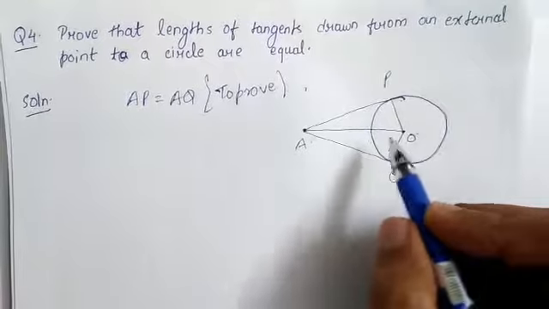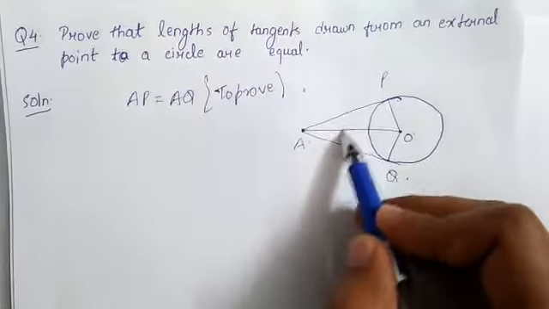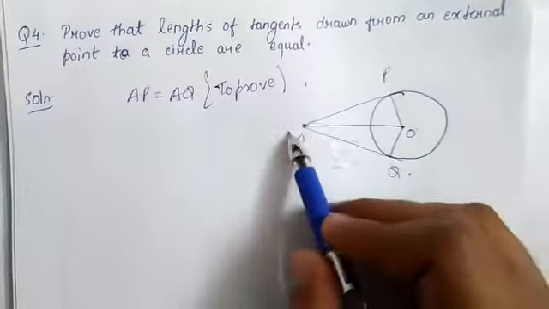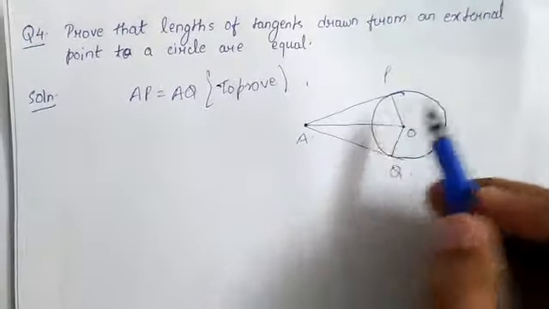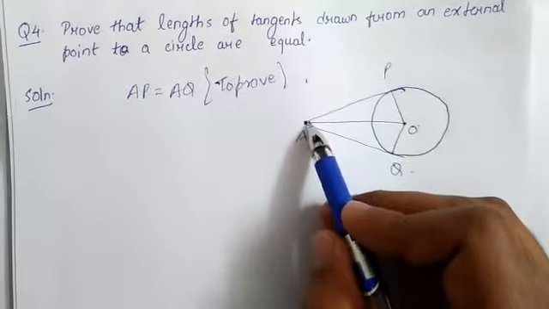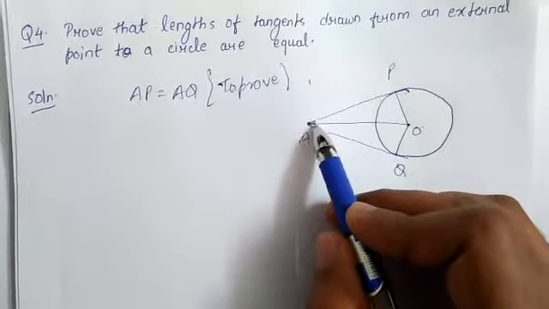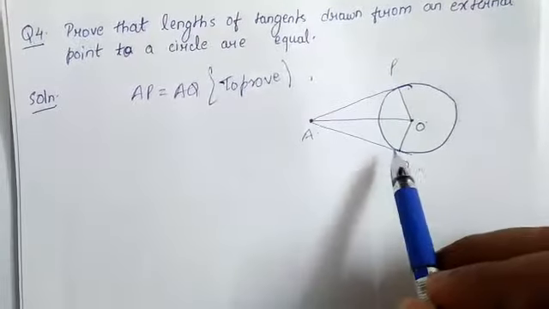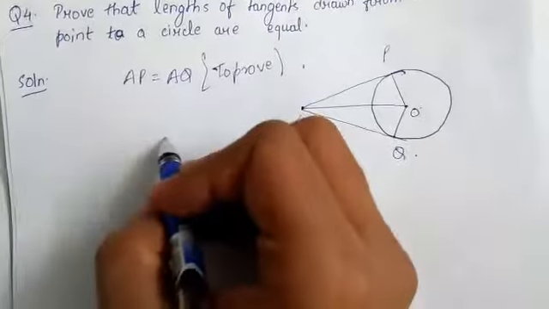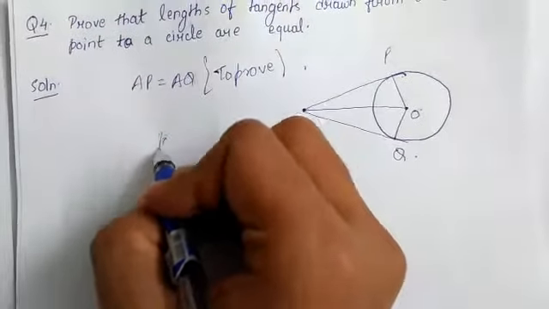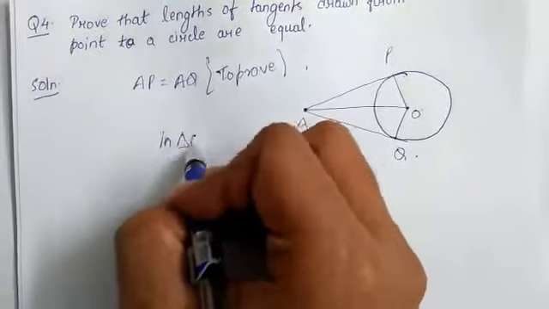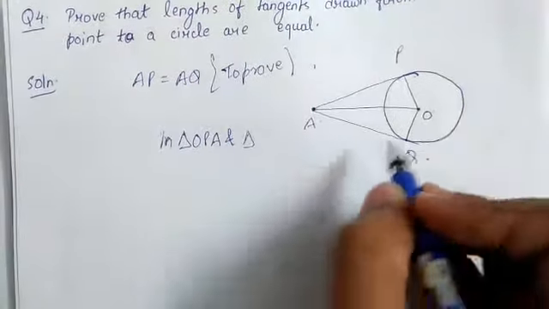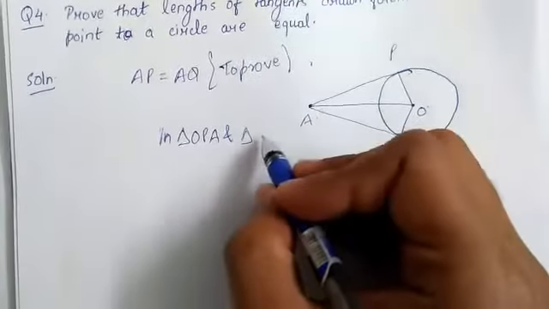So first of all, if we prove that triangle OPA and triangle OQA are congruent to each other, then by the property of congruent parts of congruent triangles, called CPCT in short form, AP will be equal to AQ. So let's prove it in triangle OPA and triangle OAQ.